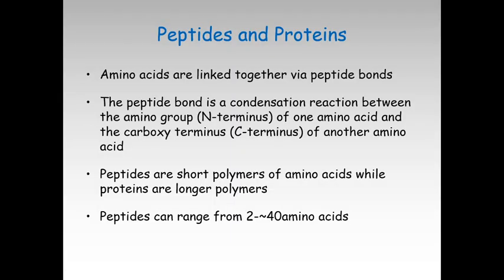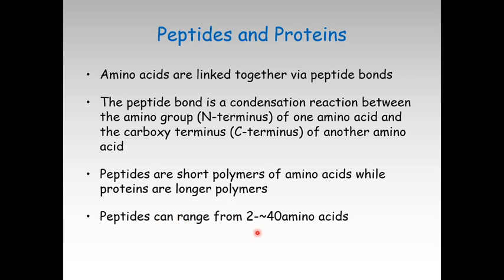How are peptides formed? Amino acids are linked together to form peptides. The peptide bond, as it is called, is a condensation reaction between the amino group, which is the N-terminus of one amino acid, and the carboxy terminus or the C-terminus of another amino acid. Peptides are short polymers of amino acids, while proteins are longer polymers. We'll talk about this a little more as we go along.